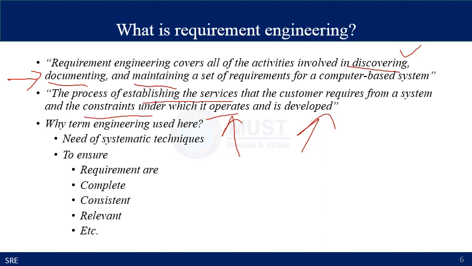So why is the term engineering used here? Again, it is a systematic process. It is not like you pick up a process by default and you start implementing your requirements into the code. You have to find out a systematic procedure that would elicit all the requirements that are functional, non-functional, or any specific constraints that are put by a regulatory body, a government, or any social systems on your system. So you have to ensure that requirements are complete, consistent, and relevant.